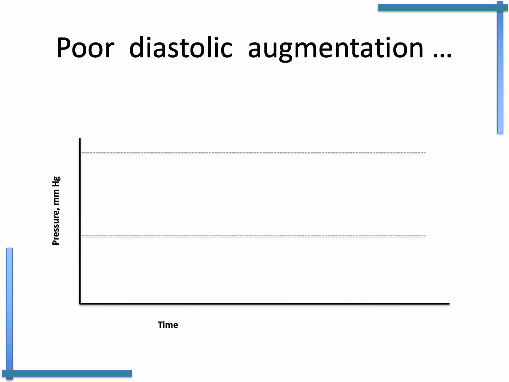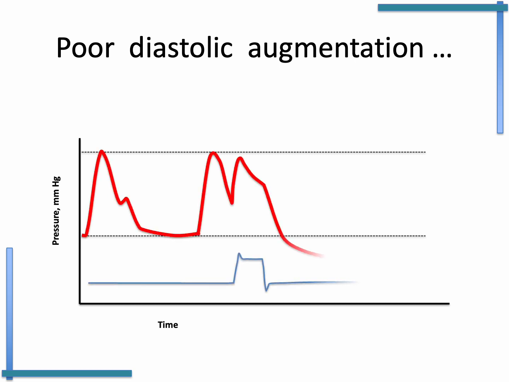And then the last graphic I want to go through with you is just that of poor diastolic augmentation. And we sometimes get traces that look like this in our patients. So if we look at this trace, we can see the balloon inflation is at an appropriate time. It's coinciding with the dicrotic notch. So this would not be increasing the afterload of the ventricle. The timing is good. It should give us optimal coronary perfusion.